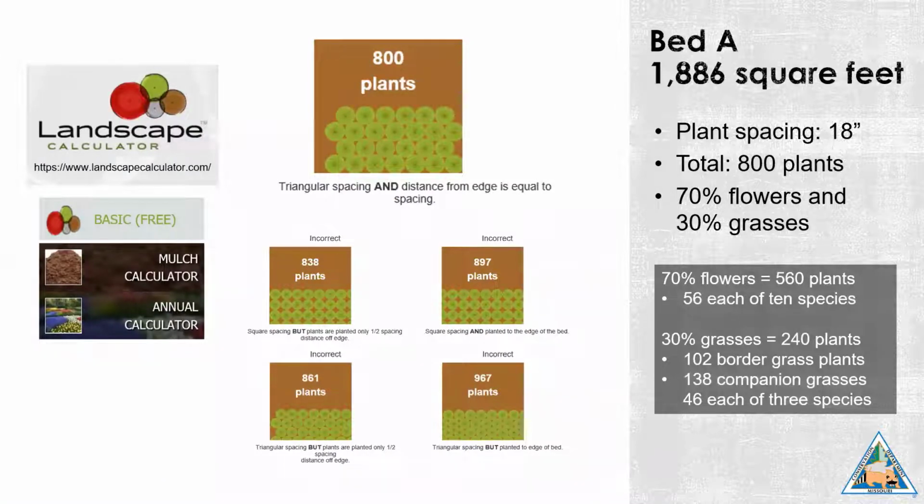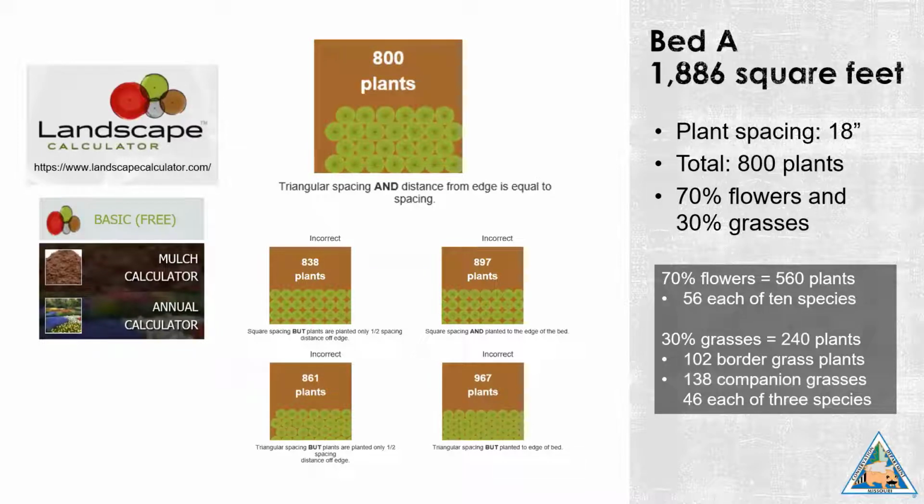Now, to determine how many plants I would need to order, I really like using online landscape calculators. There are very many to choose from, but this is one I have bookmarked. It's landscapecalculator.com. So it's easy to remember too. On the left side of the screen there, you can see they provide two free calculators on this website. One is to figure out how much mulch you'll need for your bed, and the other is to figure out how many plants you need to order. This says annual calculator, but it works for perennials too.